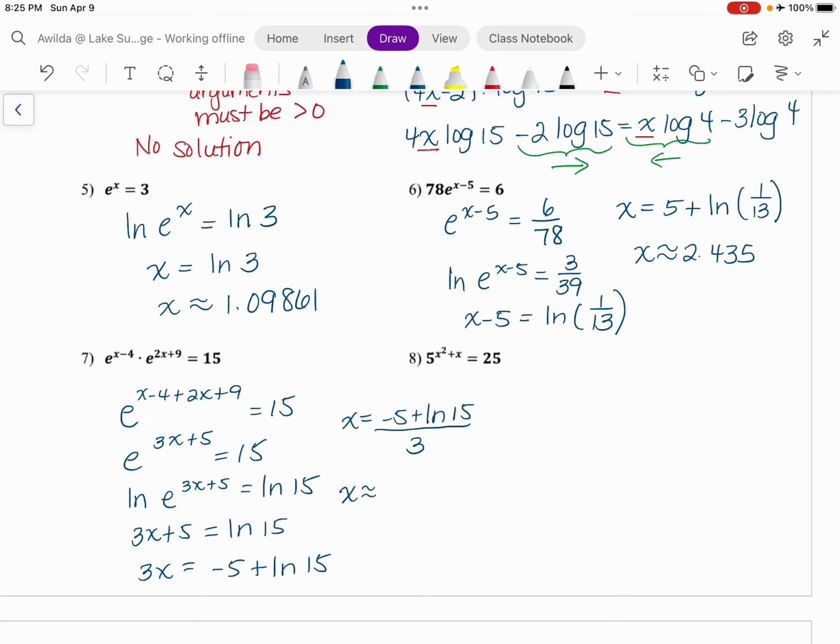In either case, we should always check to make sure that what we think is a solution actually works. If we substitute negative 2 for x, the exponent on the left-hand side becomes 4 minus 2, which is 2, so that checks out. And if x is positive 1, we get 5 to the 1 plus 1 power, which is 5 squared. So both of these are true solutions.